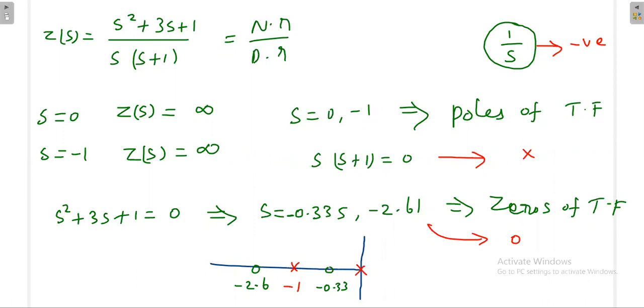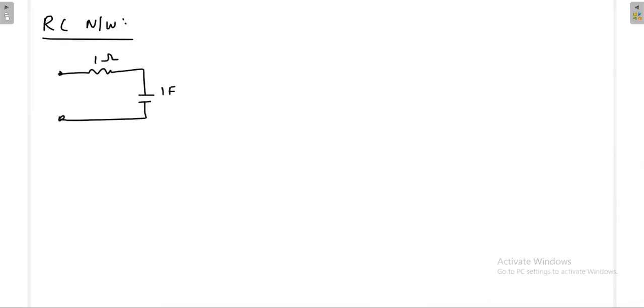Next we'll take various networks and see the nature. First, the RC network. Already we took an RC network. Now we'll take a simple RC network: 1 ohm and 1 Farad. Then what is Z of S? Z of S is 1 plus 1 by S, that is S plus 1 divided by S. Which is near the origin, poles or zeros? Anybody? Poles.